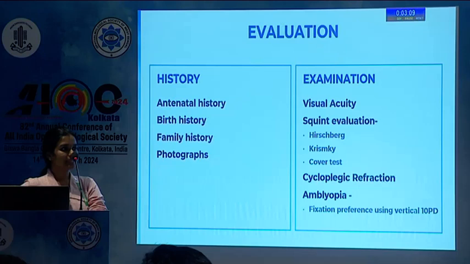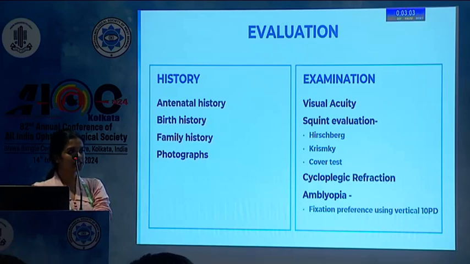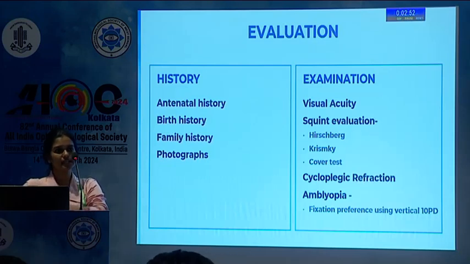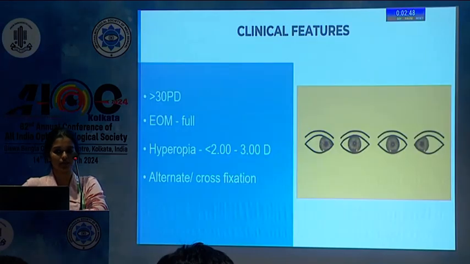So a good history taking and examination is very important in case of infantile esotropia. The photographs of a child during the initial presentation help with the onset, duration, and the progression. Examination requires visual acuity, and a cycloplegic refraction is a must. Squint evaluation, and in case of amblyopia, fixation preference should be done using a vertical 10 prism diopter.